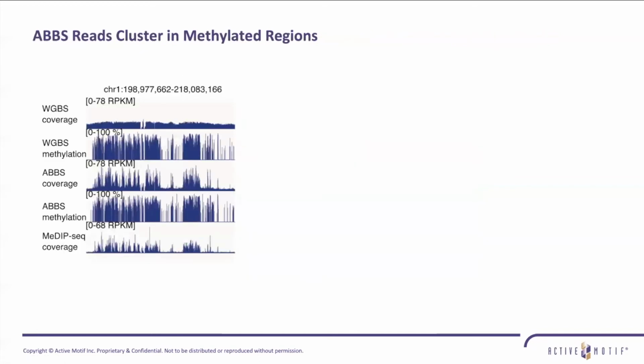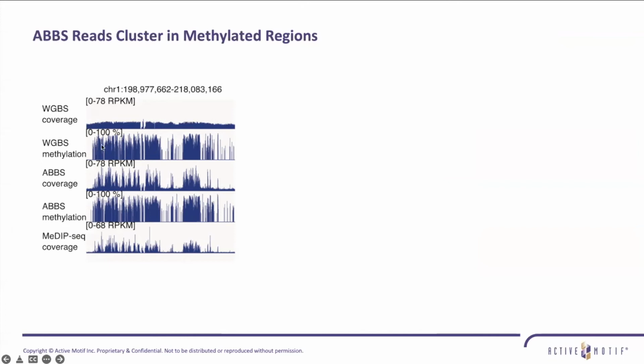All right. Next, we looked at the ability of ABBS reads to cluster in methylated regions. So what you can see here, again, is a genome browser plot with whole genome bisulfite sequencing coverage, methylation, ABBS coverage, ABBS methylation, and also a MEDIP-seq coverage, which again is a technique that enriches for DNA methylation using an antibody. So the first thing we can see is that the whole genome bisulfite sequencing coverage is flat. Again, there is no enrichment whatsoever, and we see a relatively flat coverage.